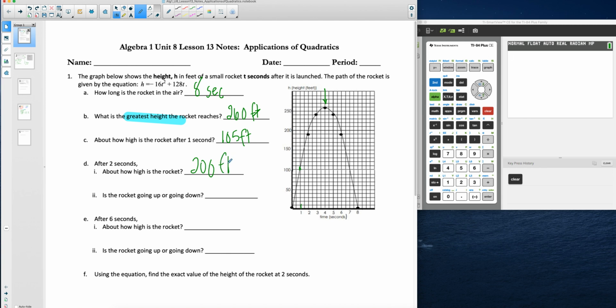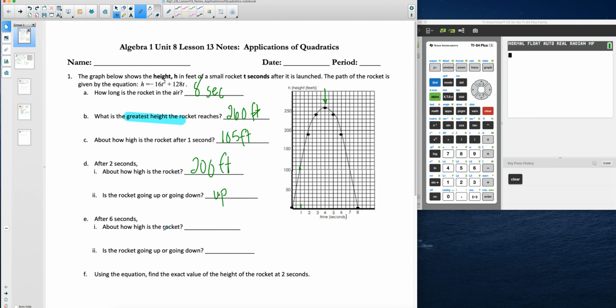All right, so 200 feet. Now, is the rocket going up or down? Well, we can look at the path here, and it's definitely still on its way up, right? So it's on its way up till it hits that vertex there, and then it starts coming down. So at 2 seconds, it's still going up.